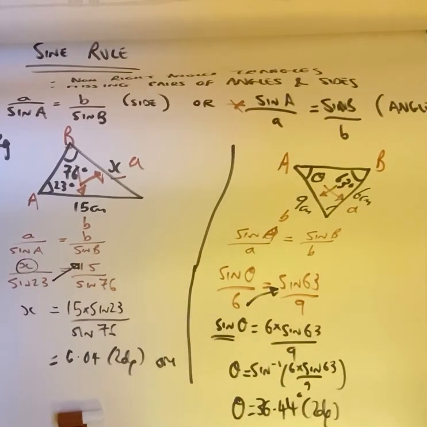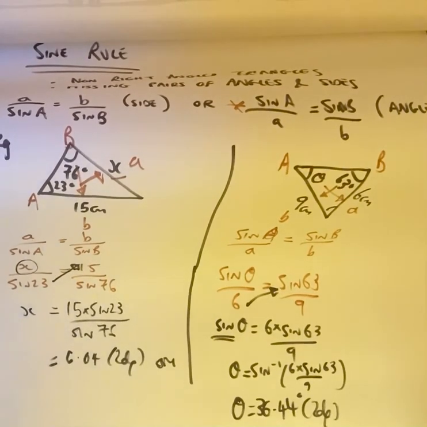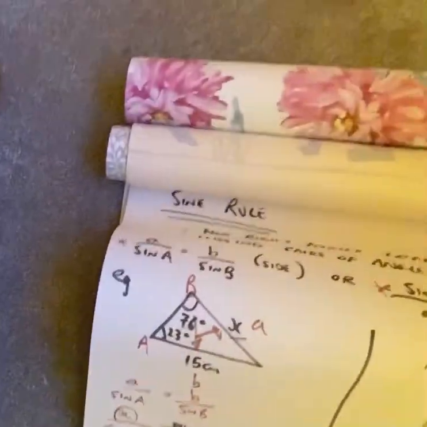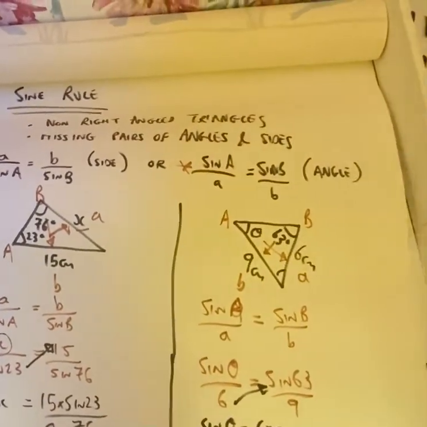Okay, so that's how we use our sine rule to find missing sides and angles. I'll just scroll that back so you can see it all before we stop the video.